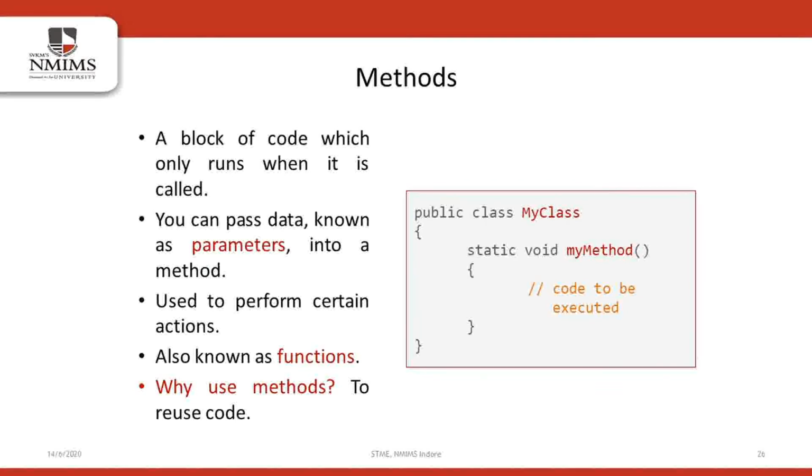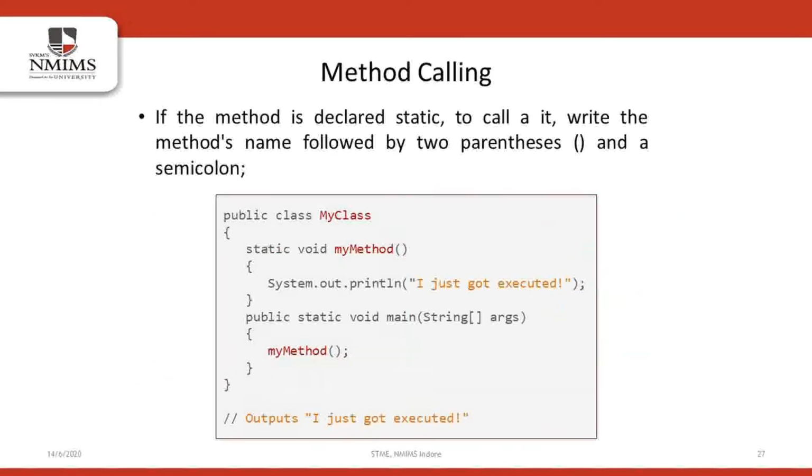Now, why do we use methods? We use these methods to reuse the code without retyping the code, as it makes our code very efficient, as we don't have to write the code again and again. We can use the previously written code again and again, so it makes our code very efficient.